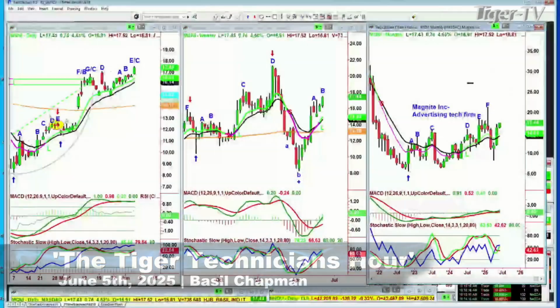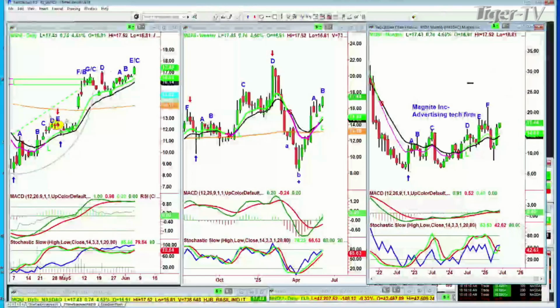So let's just do this. I had a question about, I'll do this right now because I might run out of time, MGNI, Magnite Inc., an advertising tech firm. So the monthly chart is improving a lot. The price pulled back very sharply, under 10, and the 9-period moving average still held like a spring, and whoosh, it comes back up.